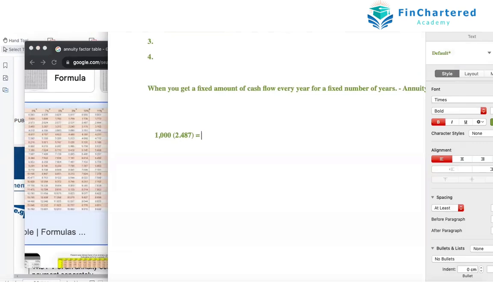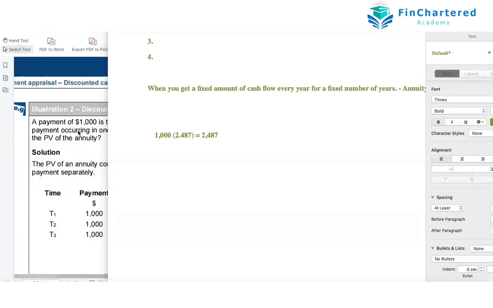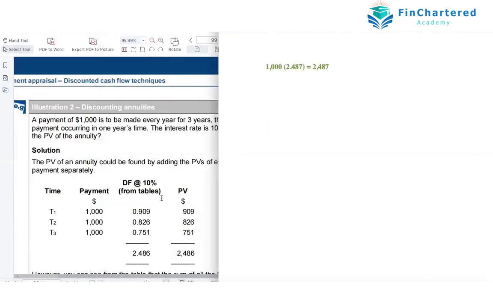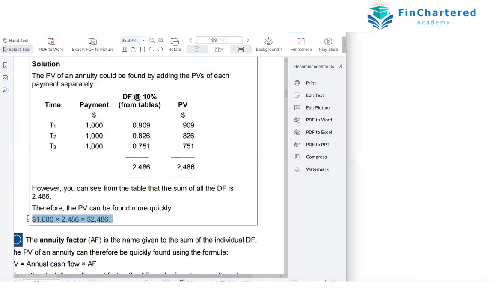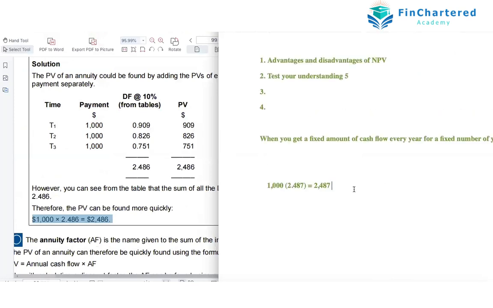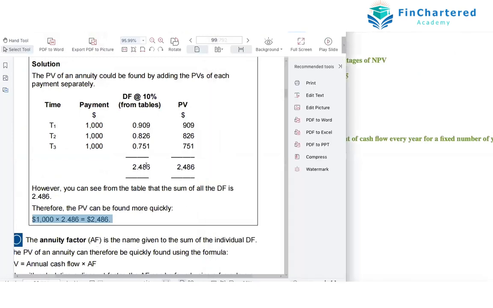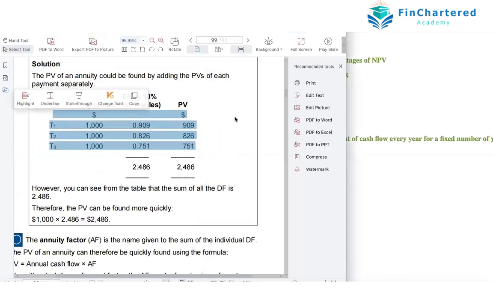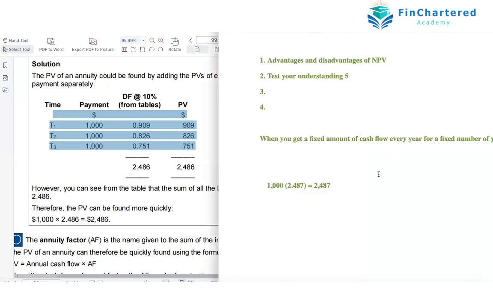1000 into 2.487 is 2487. Did we get the right answer? Can we check? Yes, we got the right answer. We got it in less than 1 minute, in a few seconds. So whenever there is an annuity, you don't need to calculate the discount factor one by one and multiply. It's not required. You just pull out your annuity factor table and get the answer in less than 1 minute. I took just 20 seconds totally to calculate this.